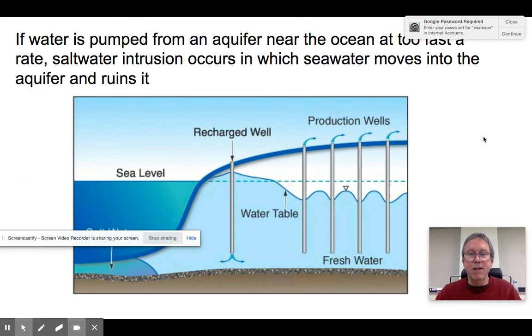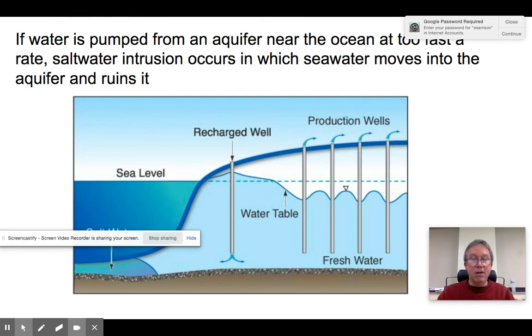Last thing I want to talk about. Sorry, this is a long one. I want to talk about saltwater intrusion. So groundwater is really special. Aquifers are precious. You do not want to lose an aquifer. You don't want to drain them all the way down, but even if you do, they'll recharge in time, right? What you don't want to do is lose one through saltwater intrusion.